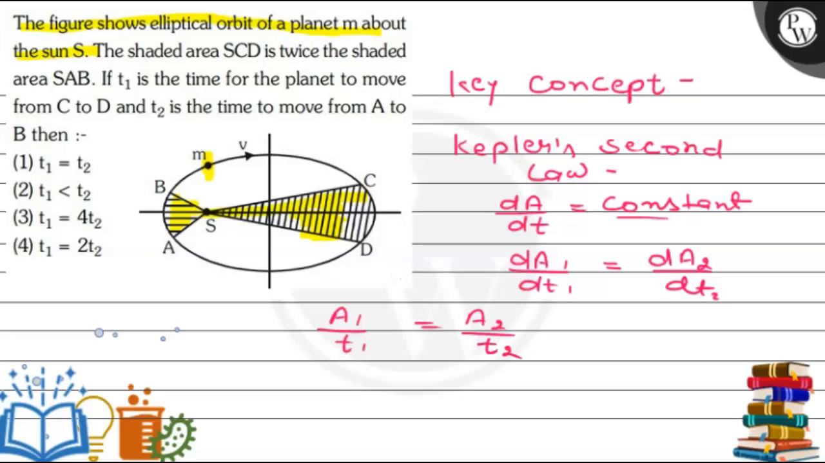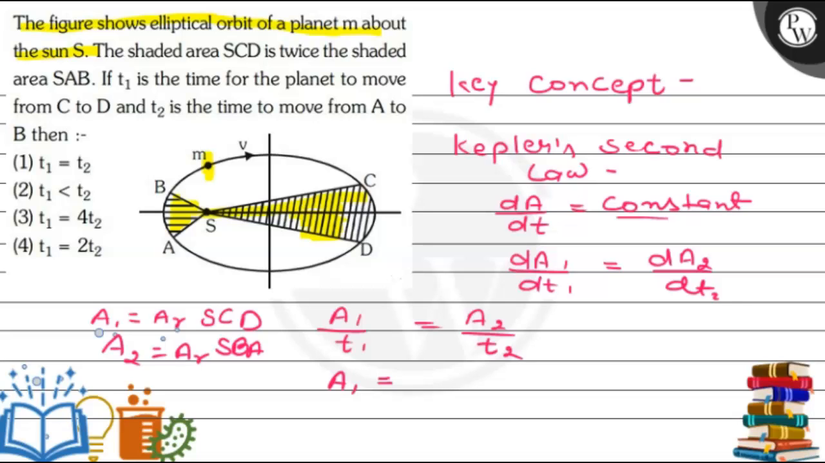covering time T2. Okay, so let's assume A1 is the area covered in T1 time from C to D. So area SCD, because वो T1 टाइम में कहाँ से C से D जाता है, T1 में कहाँ से जा रहा है C से D. तो हमारा T1 टाइम में जो A1 है वो क्या हो जाएगा, एरिया SCD and A2 will become area SAB. Okay, so according to the question SCD is twice. Okay, SCD, that means A1 is twice the area SAB.